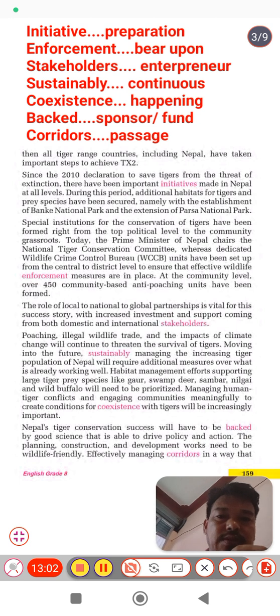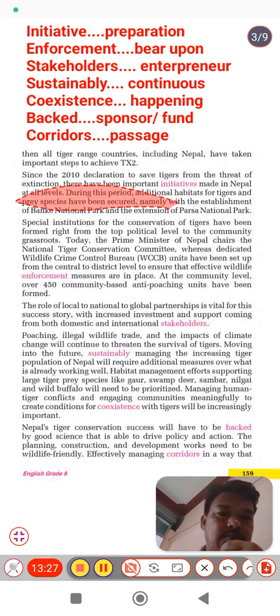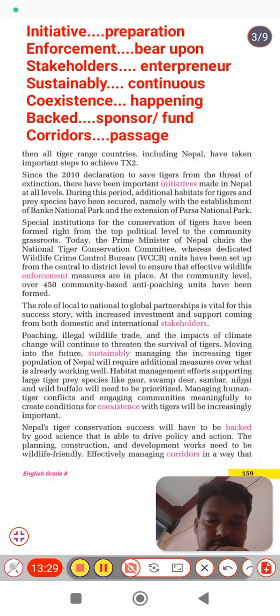So during this period, students, what happened during this period? Yes, with the establishment of Banke National Park and the expansion of Parsa National Park, habitat for tigers and other species has been ensured. So these are the steps that have been taken by our country in order to conserve the tigers. So the first one is the establishment of Banke National Park, and the second is the expansion of Parsa National Park.